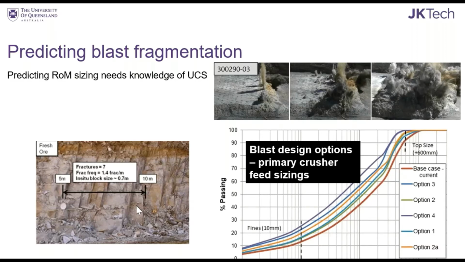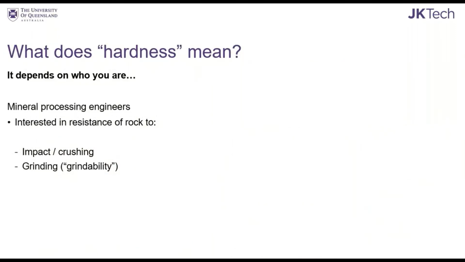So in this case, hardness to a drill and blast engineer refers to how coarse the size distribution will be, or how many big rocks will be going towards the crusher, and how hard it is to blast. But like I said, for most of us, I think hardness will mean the resistance of rock to impact breakage and grindability. That's what we'll be going through next.